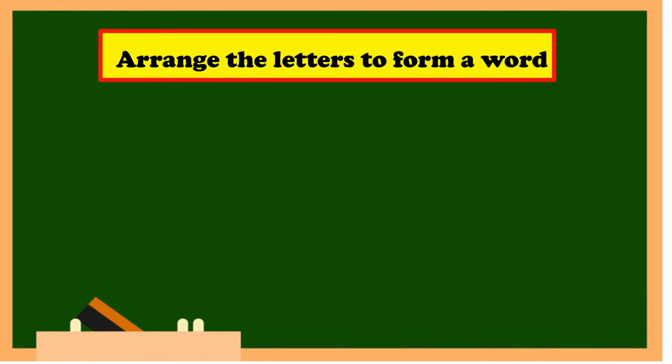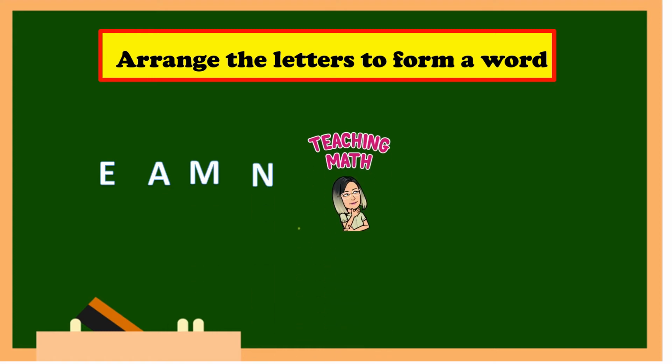Arrange the letters to form a word. Letter E, A, M, N. What is the word? The word is mean. And that is English integration.